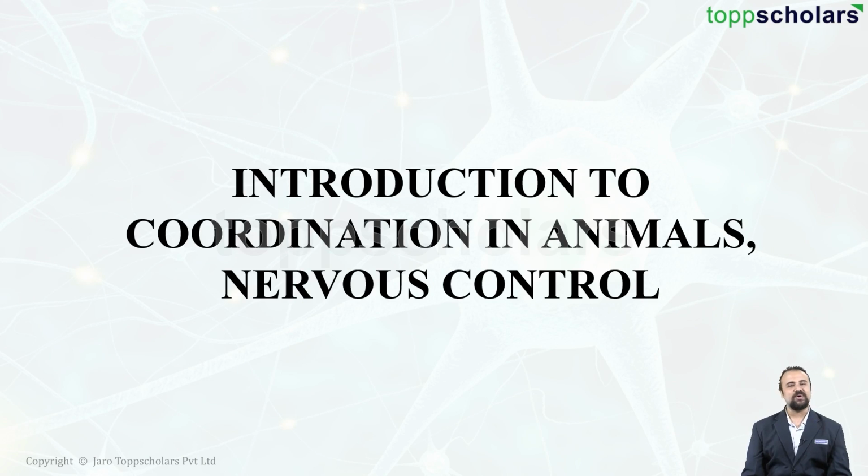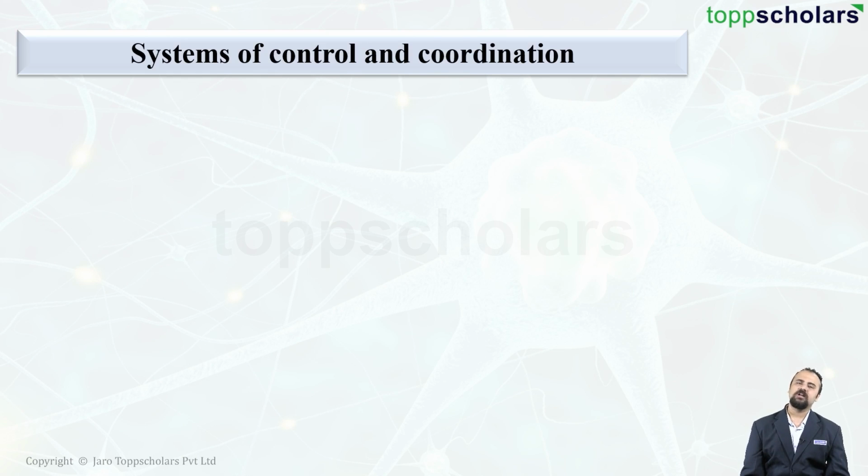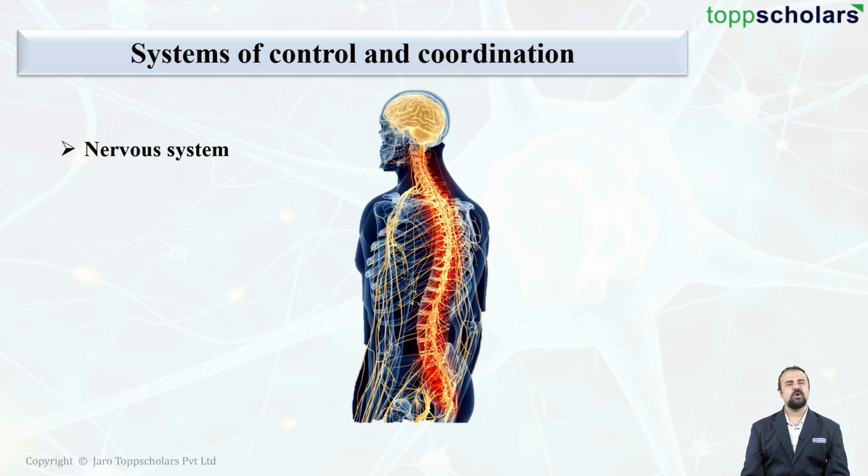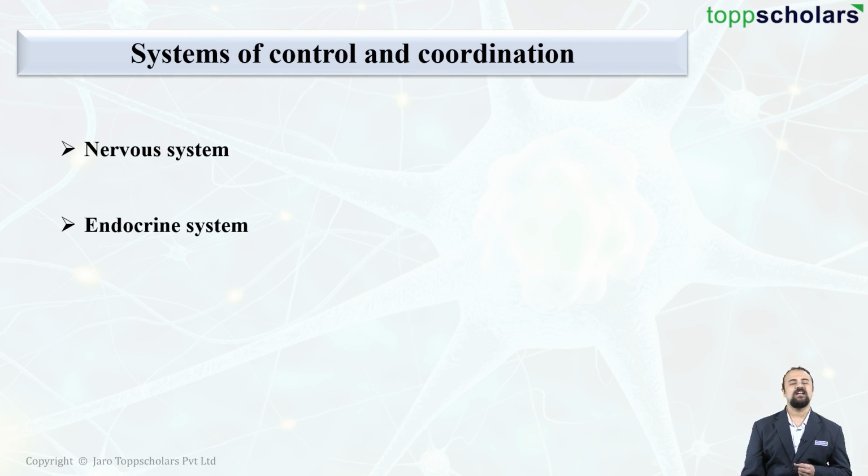Students, today we'll be talking about another very interesting topic, that is Introduction to Coordination in Animals, Nervous Control. So let us first talk about the systems of control and coordination. Now students, we have two such systems in the human body. First is the nervous system and the second is the endocrine system.